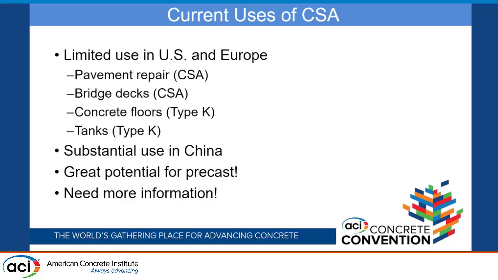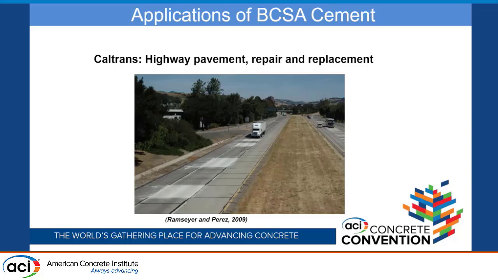There's been a lot more use of these materials in China. There's some great potential for precast, which is what a lot of my work is related to, but there's still a lot that we need to know. There are a lot of questions on these cements across the board. But there have been some good applications that have been there for many years, including a lot of highway pavement repairs in California.